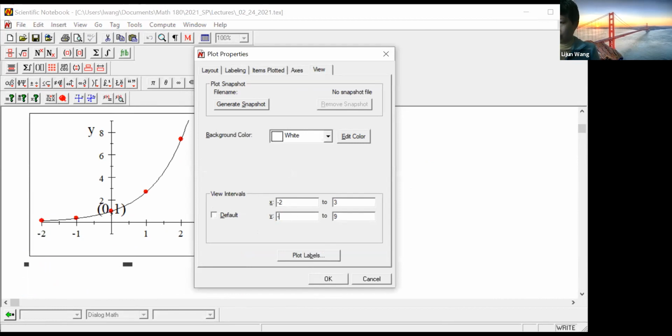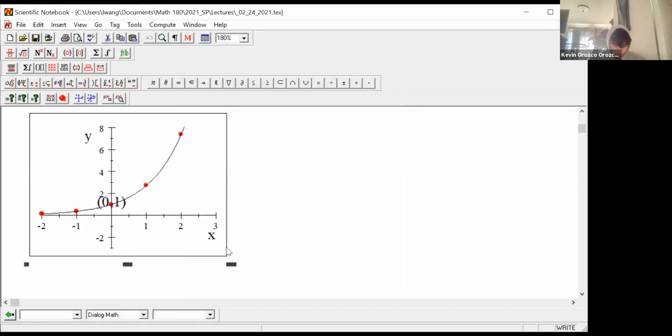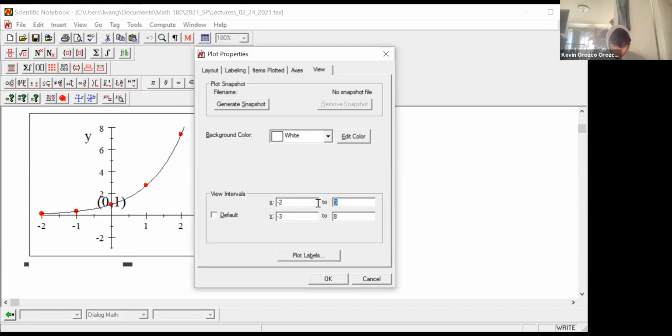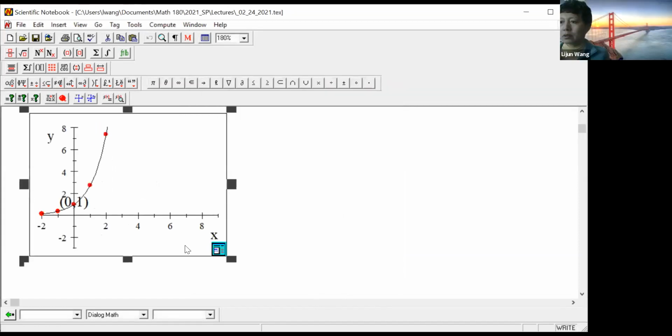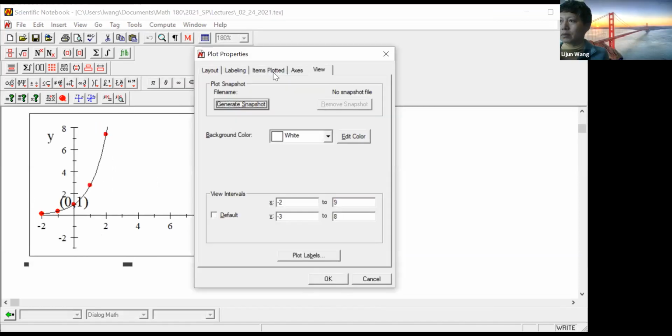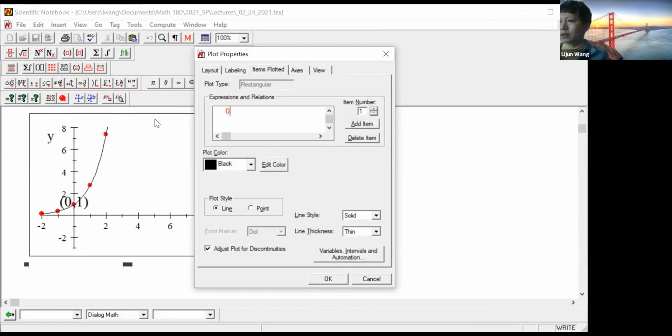Y is going to be from -3 to 8. Now I'm going to make the x just a little bit to 9. Okay, so now I'm going to plot the points, and I trust you guys do the same.